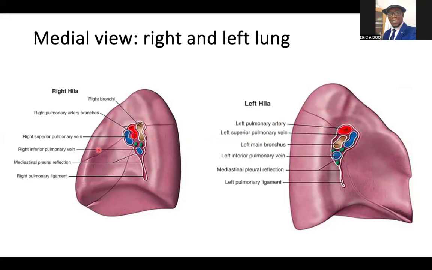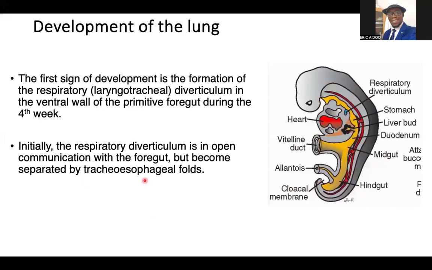All these will be captured in more detail with the gross anatomy, but obviously you know that you have some blood vessels making impressions. Notable ones like the superior and inferior vena cava, the aorta and its arch, and so on and so forth. So how does the lung develop?